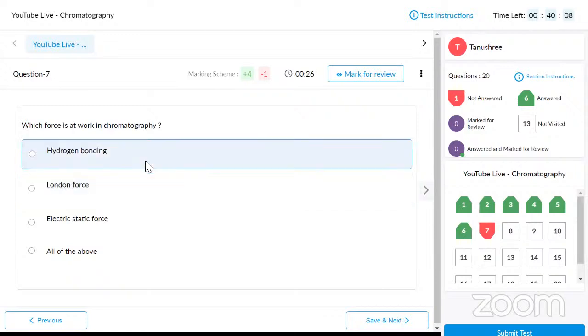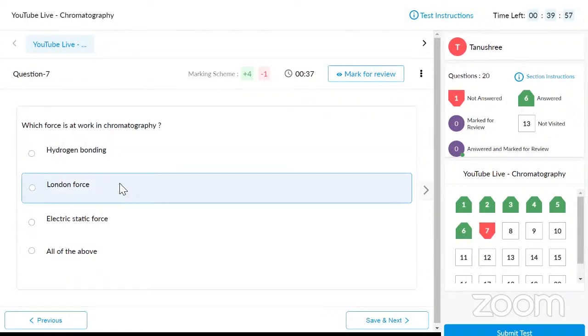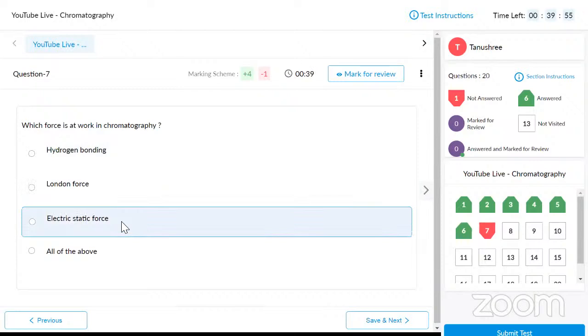So hydrogen bonding is necessary, because the adsorption phenomena will also depend upon how strongly the hydrogen bonds are being formed between the analyte and the stationary phase. The London forces are also important. Electrostatic forces will also be a governing factor when you are doing ion exchange or ion pairing chromatography.